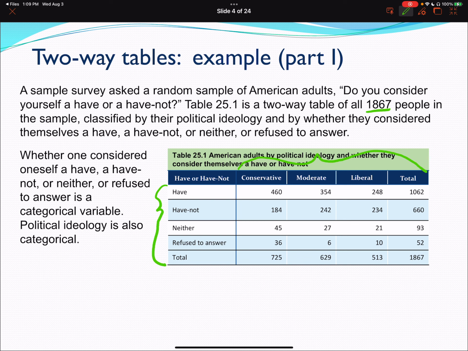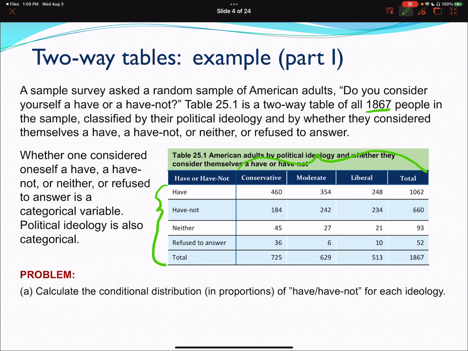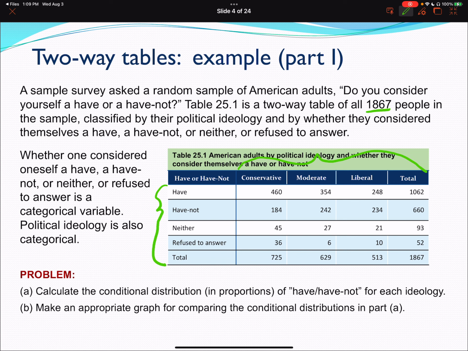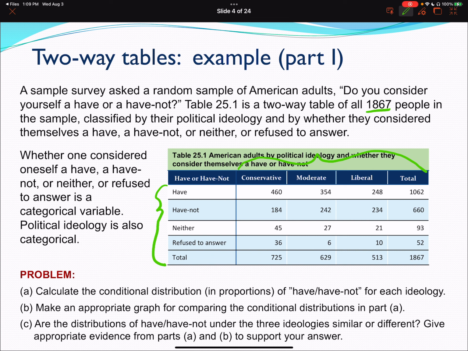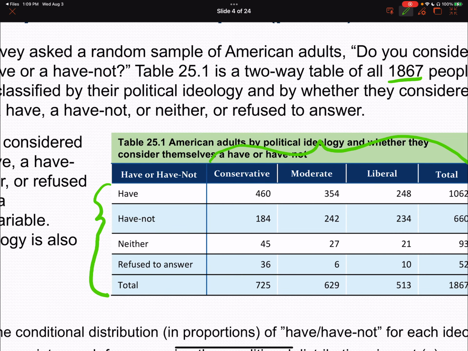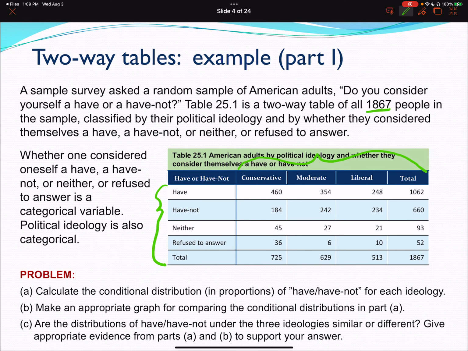What we want to do is calculate the conditional distribution of proportions of have or have not for each ideology, make an appropriate graph for comparing the conditional distributions in part A, and see, are the distributions of have and have not under the three ideologies similar or different? And we're going to give appropriate evidence from parts A and B to support our answers. So for that, we're going to take out of the total and start to calculate our proportions.